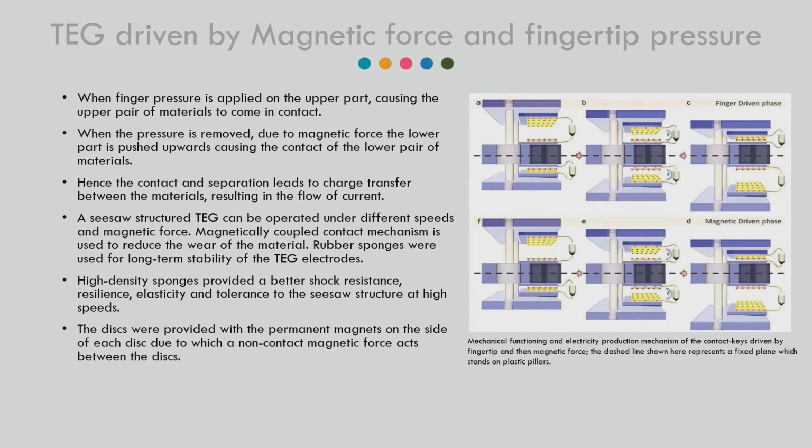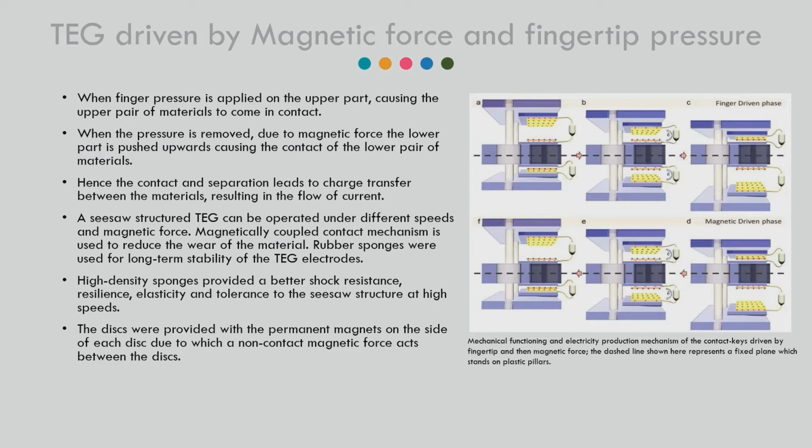Next, the triboelectric generator driven by magnetic force and fingertip pressure. When finger pressure is applied on the upper part, the upper pair of materials come in contact. When the pressure is removed, due to the magnetic force, the lower part is pushed upwards, causing contact of the lower pair of materials. Hence, the contact and separation lead to charge transfer between the materials, resulting in the flow of current.